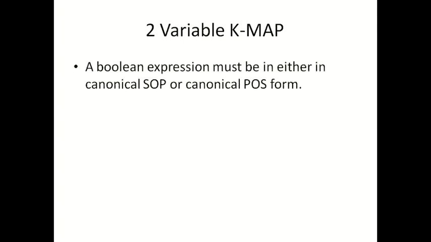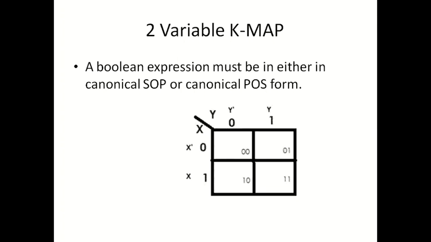Now first we will see the two variable K-map. Means if I have a function consisting of two variables, then how we can use the K-map to reduce the Boolean expression. Now, first of all, a Boolean expression must be either in canonical SOP or canonical POS form. The second thing, this is how we have to draw the map of a two variable K-map.